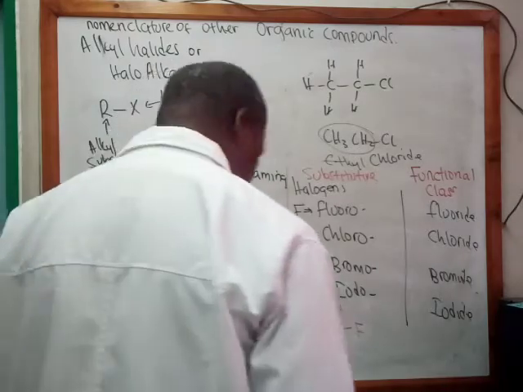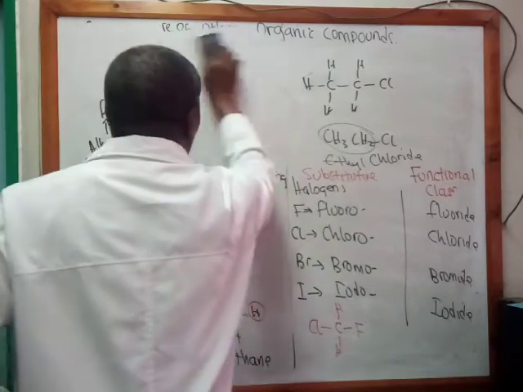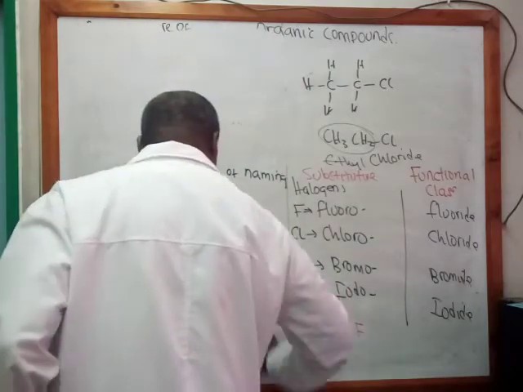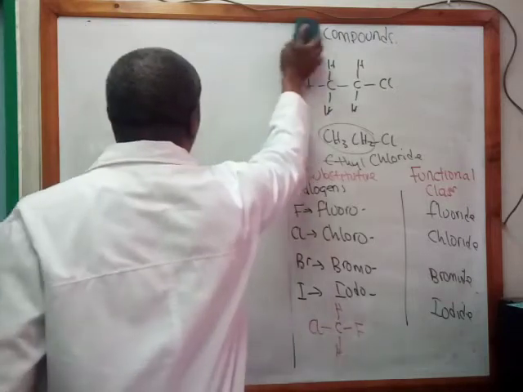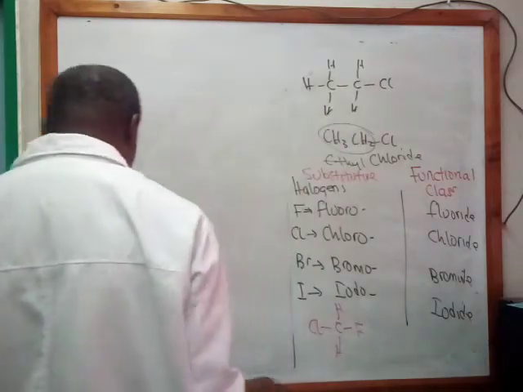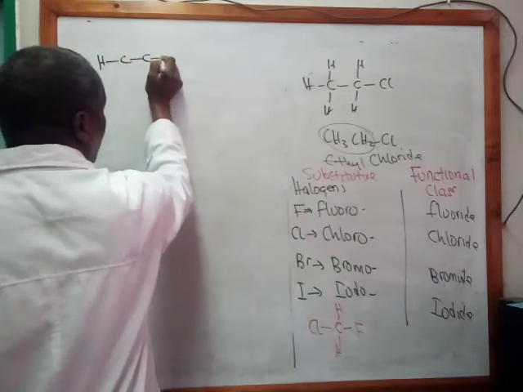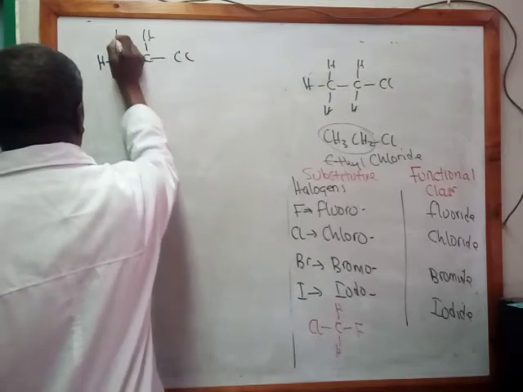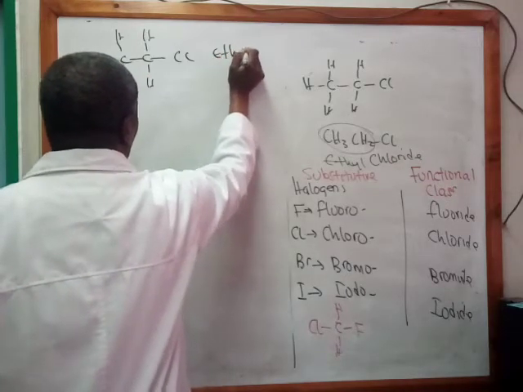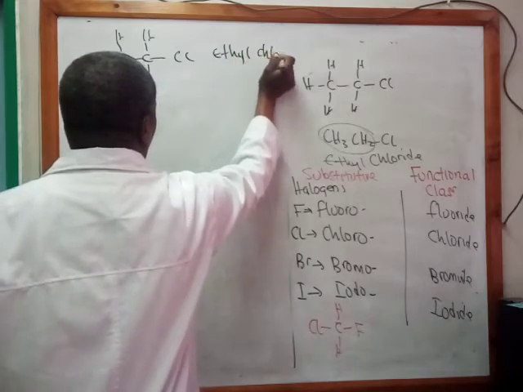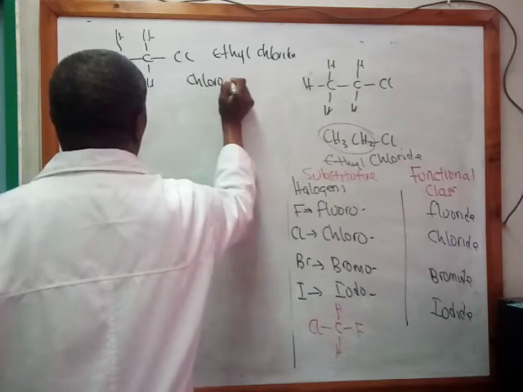Okay. Let me delete this. So let me look at that compound which was, so this one was ethyl chloride, but I'm going to call it chloroethane.